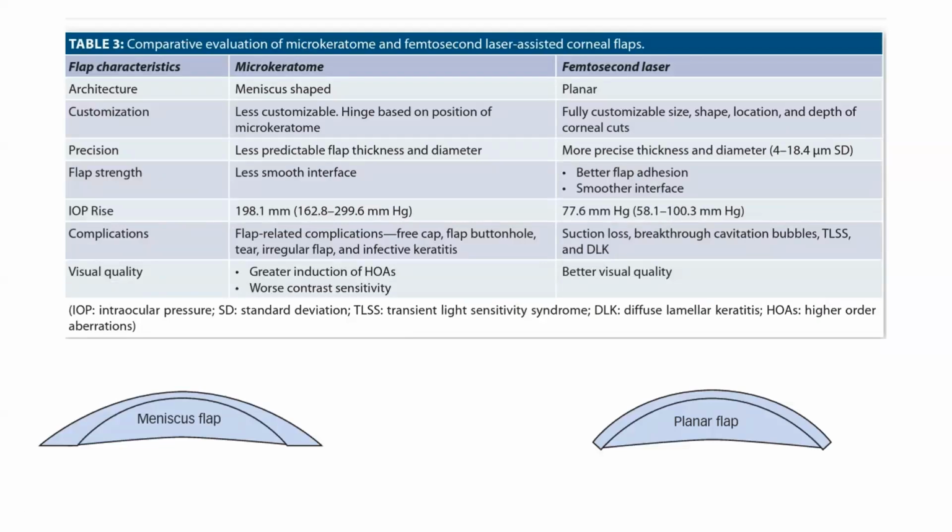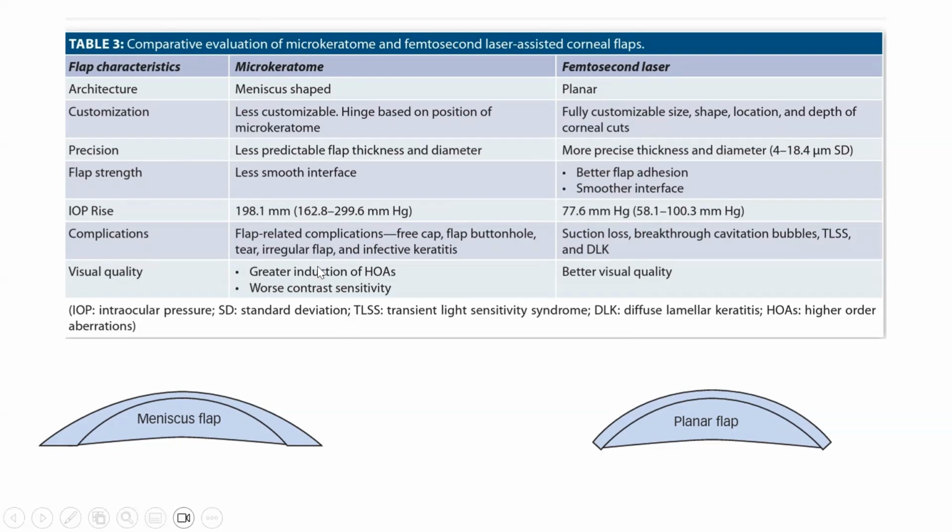So just a general comparison between the microkeratome and femtosecond based corneal flaps. The architecture in the microkeratome one is a meniscus shape, which is thinner in the center and thicker in the periphery, whereas the femtosecond laser is planar. However, the new SBK keratome is also capable of producing a planar flap. The flap in microkeratomes is less customizable, and the hinge position is based on the position of the microkeratome, whereas the femtosecond laser allows us to fully customize the size, shape, location, and depth of the corneal cuts.